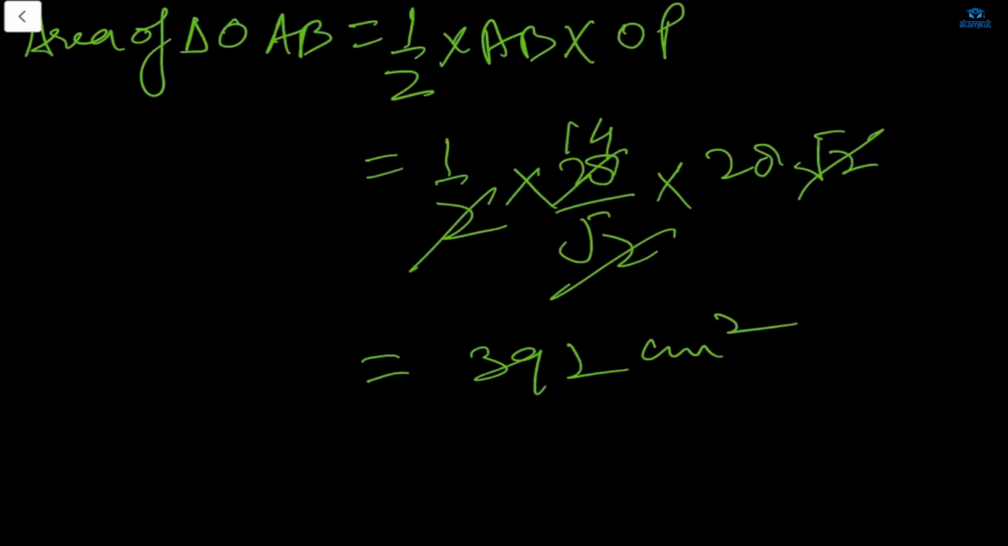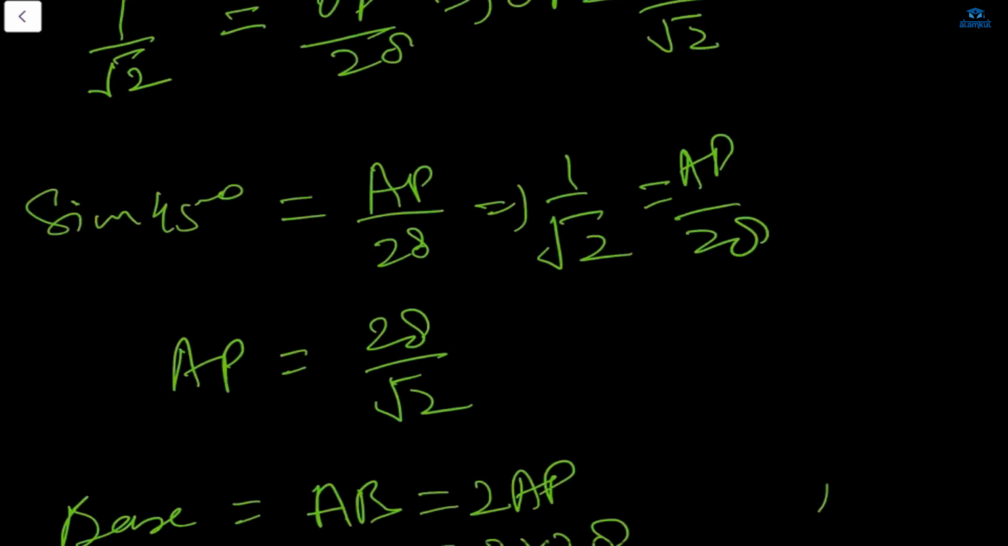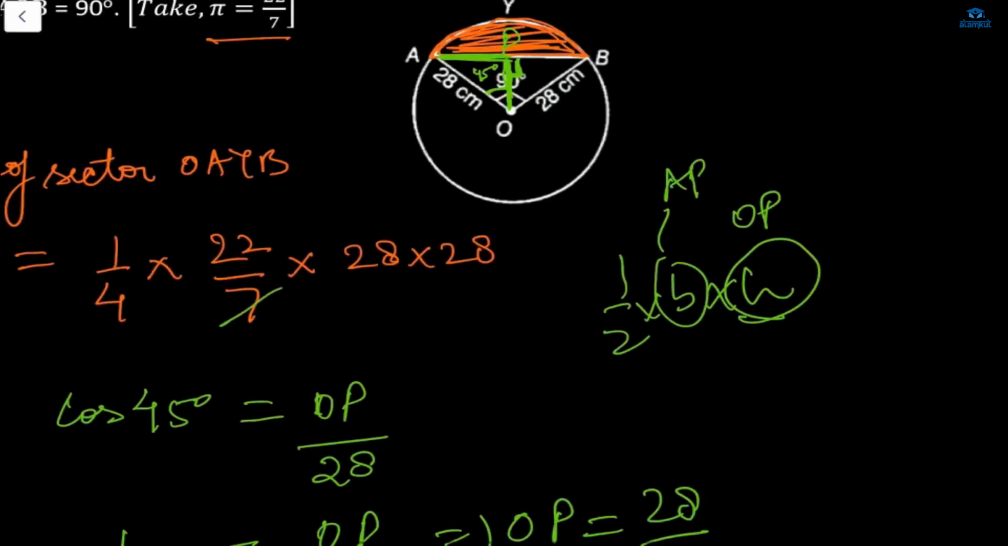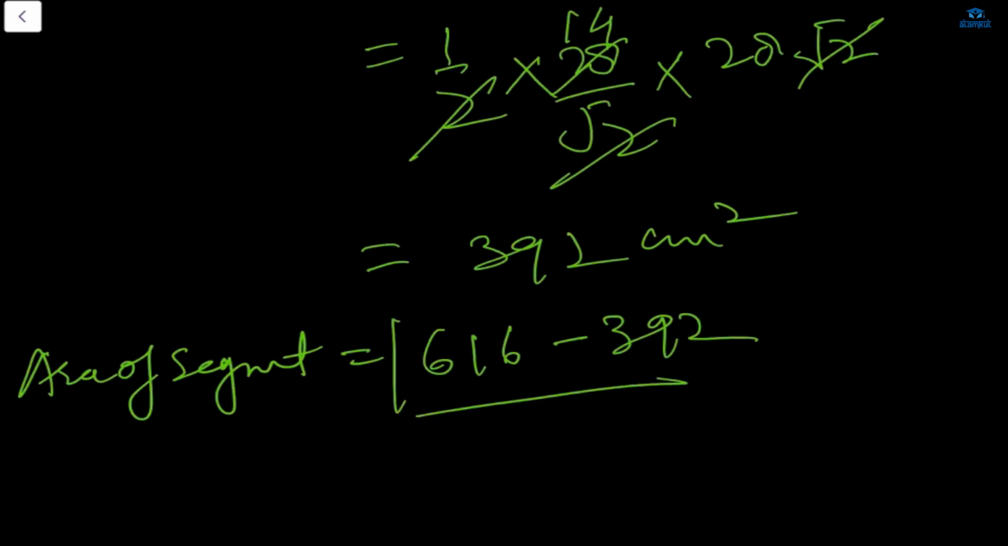Okay, now this is your triangle area. Now we need to find out the segment. Area of segment is equal to area of sector minus area of triangle. I have not found out the area of the sector yet. Okay, this is your area of the segment. Minus, so if you subtract, it will be 4. Any doubt?